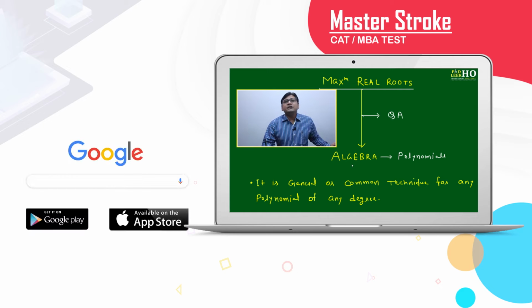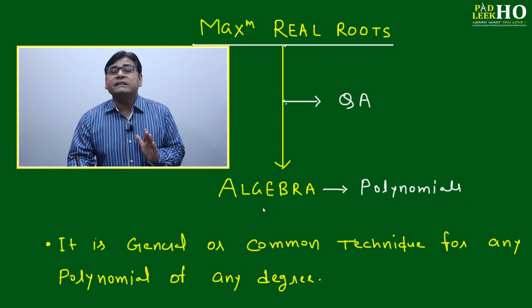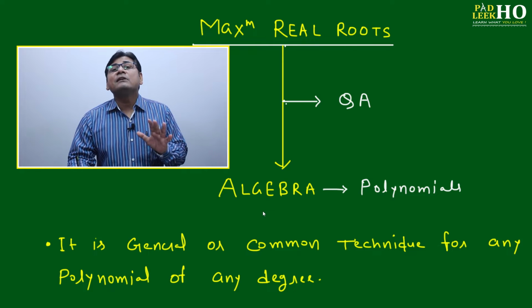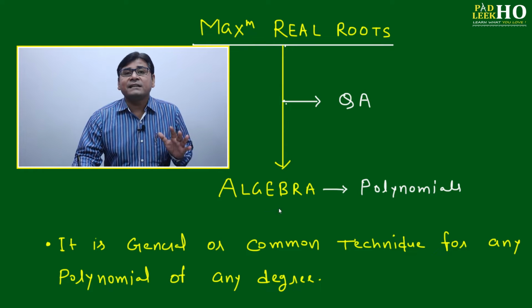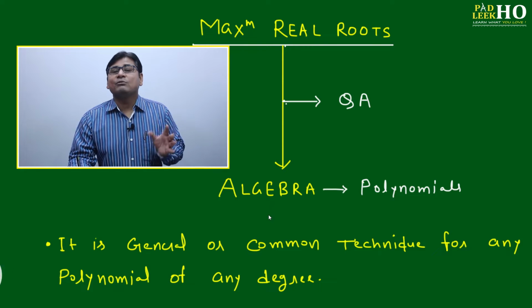This master stroke is related to how to find the maximum real roots from any polynomial, a polynomial of any degree. Degree here is immaterial. We only have to check the mathematical sign of the coefficients. Whatever coefficients of terms are there, we only check whether the sign is positive or negative. I am not telling the value, only positive or negative.